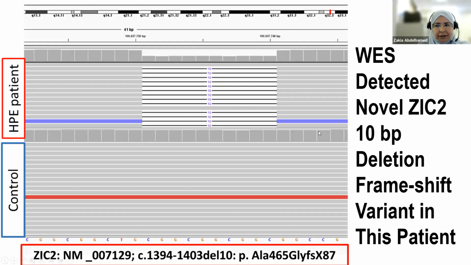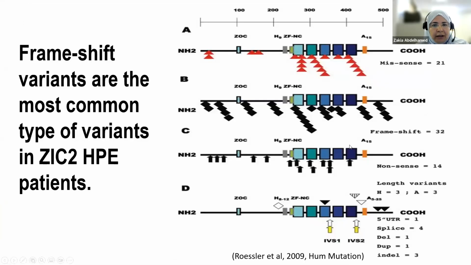And as a result, the whole exome sequencing detected a 10 base pair deletion, a novel variant. This is not reported before in the literature. It is a 10 base pair deletion, as you see here, that causes a frame shift. This deletion causes a frame shift, and the frame shift is the most common type of mutation in ZIC2.